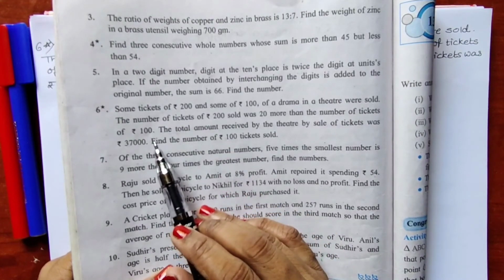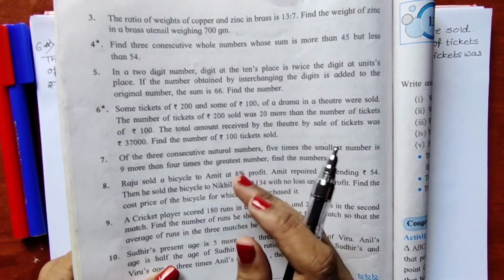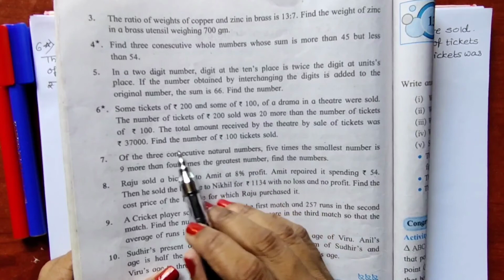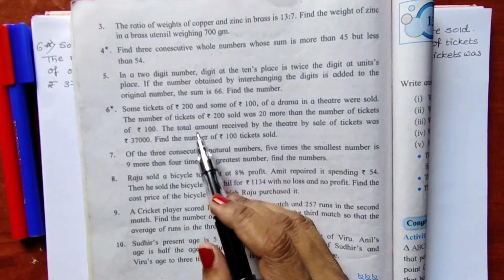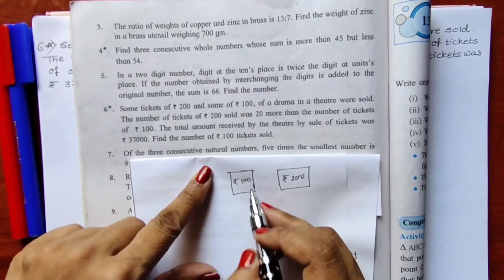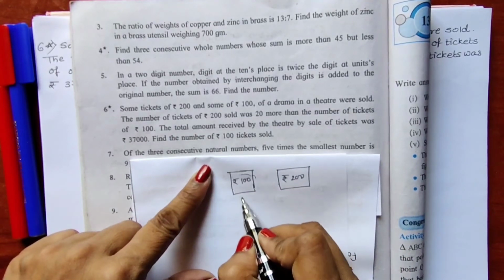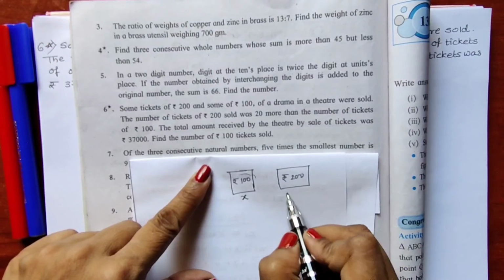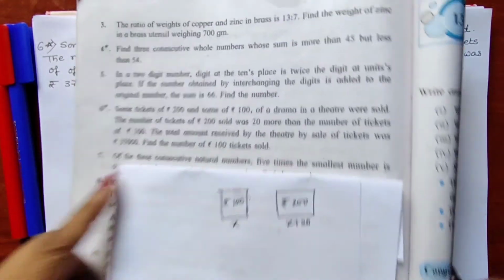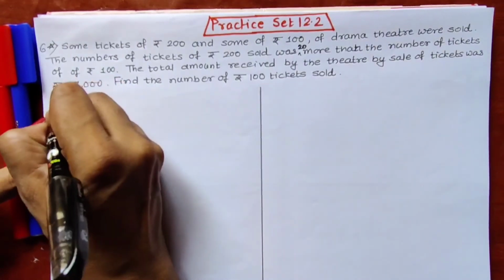We have to take the number of rupees 100 tickets sold as X. I told you whichever quantity is bigger, younger, older or smaller should not be taken as X. The other quantity should be taken as X. So let us start. In a drama theatre there are two types of tickets, rupees 100 and rupees 200. The rupees 200 tickets are 20 more, so we suppose that the rupees 100 tickets are X and the rupees 200 tickets will be X plus 20. Let us solve the sum one by one by using our data from the question.